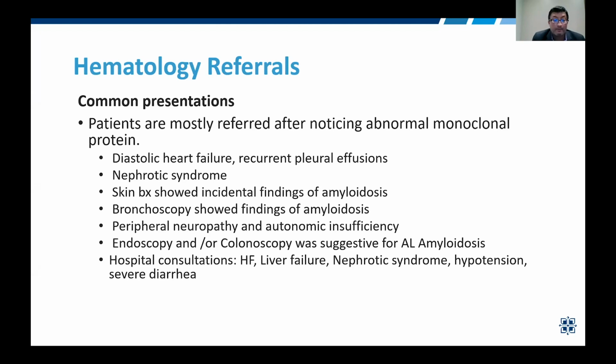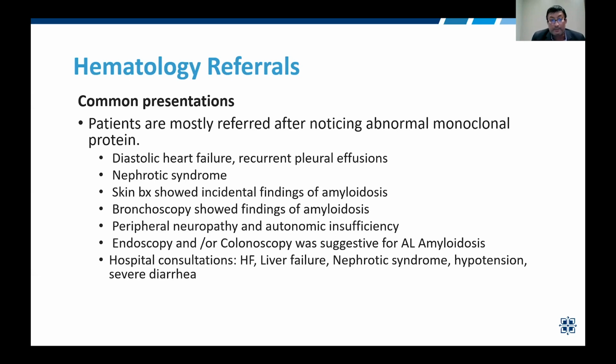Sometimes our pulmonology colleagues go in looking for some diagnostic bronchoscopy, and they find out the patients have some findings of amyloidosis, and so they are referred to us. And we actually do some amyloid typing and a plasma cell dyscrasia workup to find out what type of amyloidosis is present. Peripheral neuropathy, autonomic insufficiency, those are also very important referrals that hematologists usually get. And endoscopy and colonoscopic findings. Some of them are very incidental. So patients do not have symptoms, they are referred to us, and that's how we diagnose.